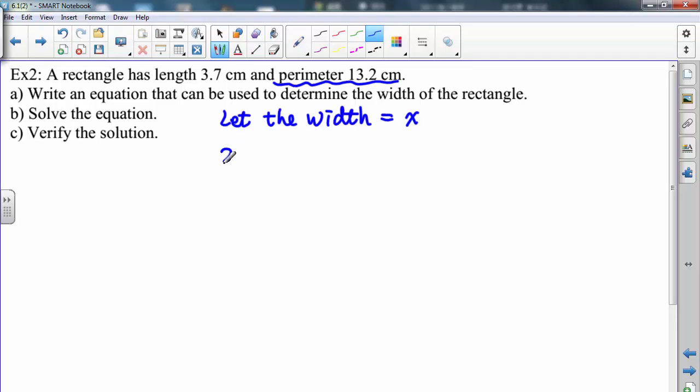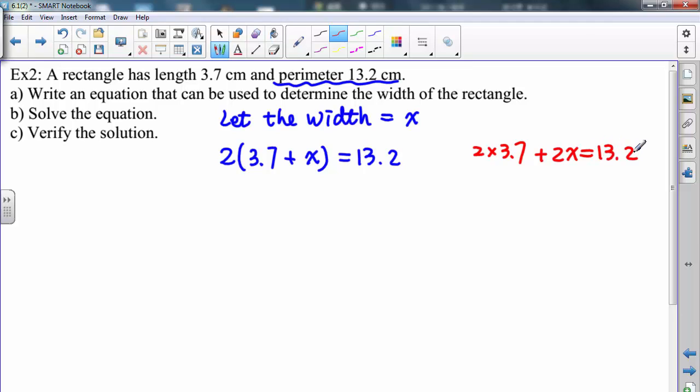So I will say 2 times brackets, 1 length plus 1 width, that's 13.2. But some of you guys probably will set up an equation without any brackets. That's okay as well. They will do 2 times 3.7 because we have 2 lengths, then plus 2 widths equals 13.2. If you use the red equation, there's no brackets anymore. Okay, but no matter which equation you set up, you should get to the same width value.